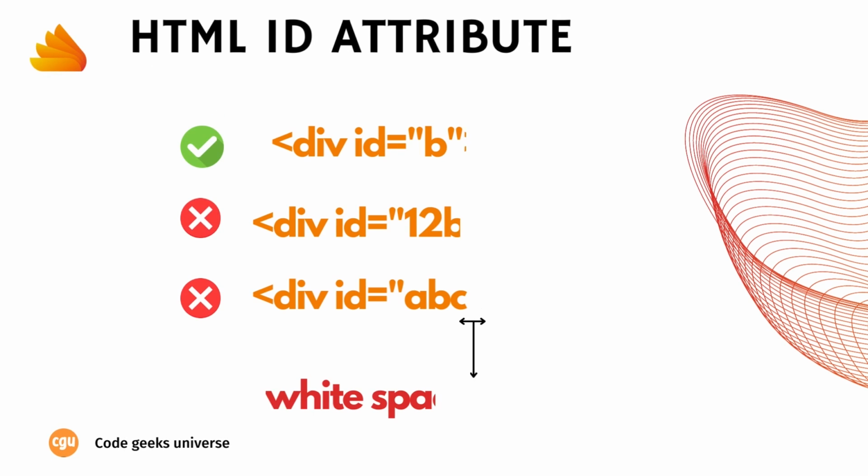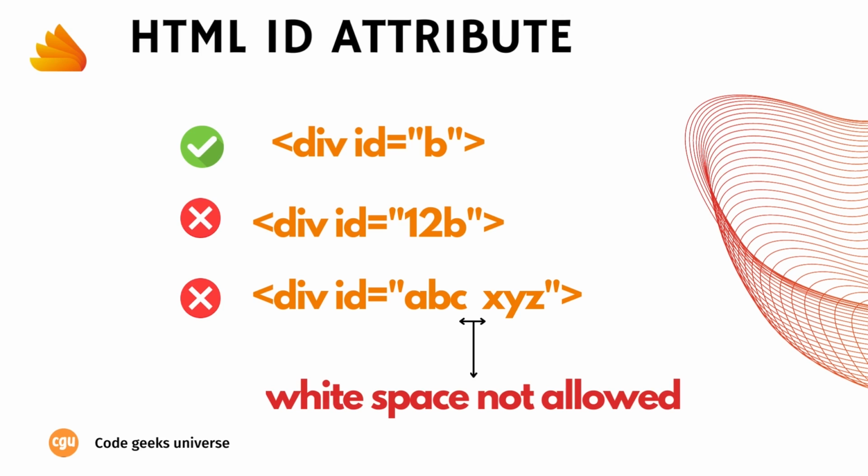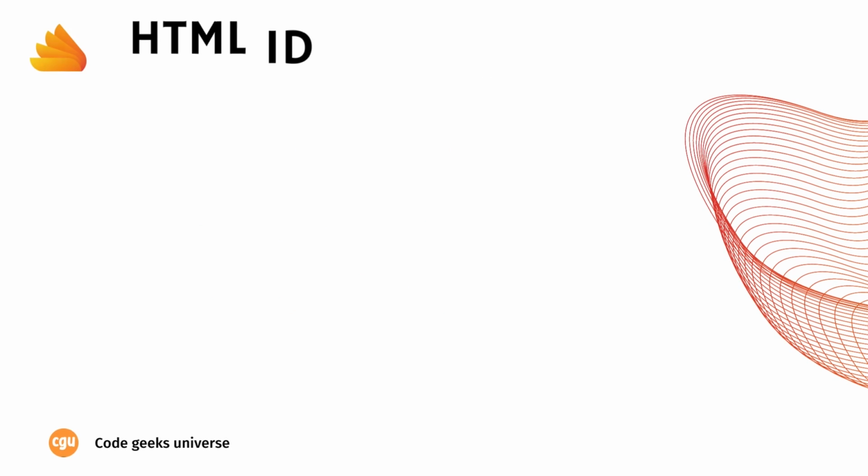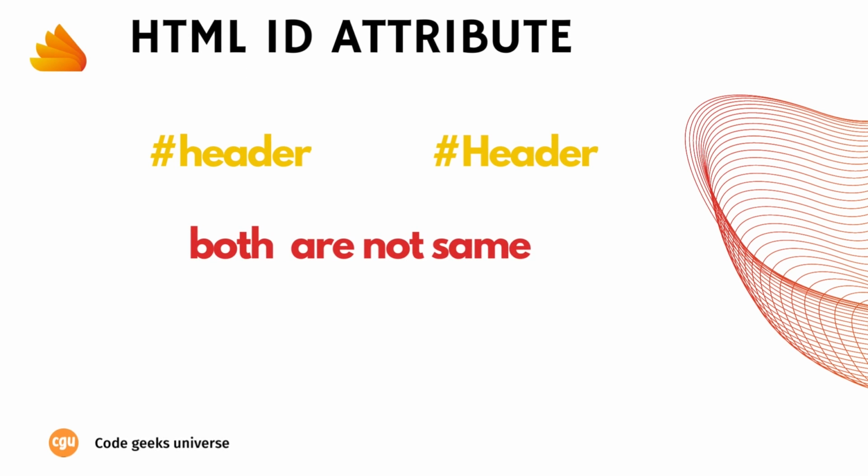The ID name is required to have at least one character, should not start with a number, and must exclude any white space characters like spaces or tabs. ID and class names are case sensitive. It means if you write #header and #Header with a capital H, these two names are considered different names. So be careful while writing the names of IDs or classes for selecting elements.